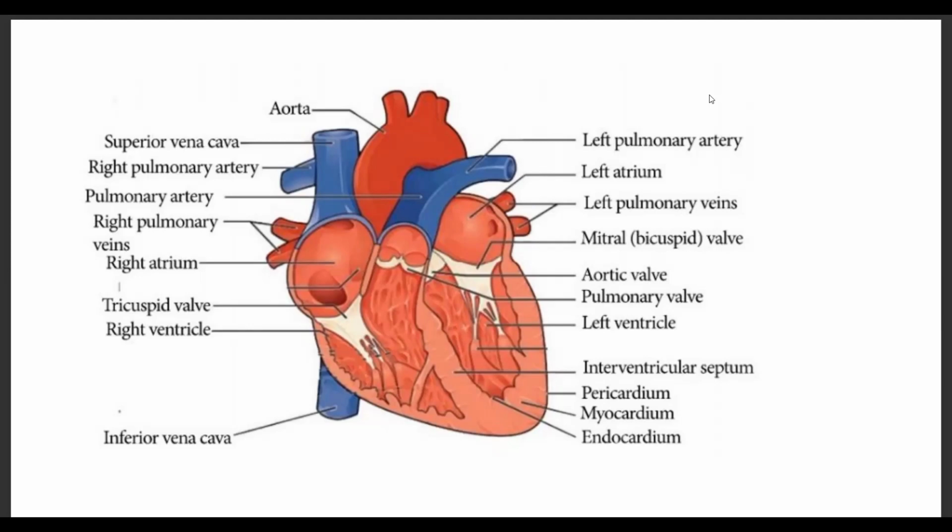The heart is supplied with arterial blood by the right and left coronary arteries, which branch from the aorta immediately after the aortic valve. The superior vena cava and inferior vena cava open into the right atrium and empty their content into the right atrium.